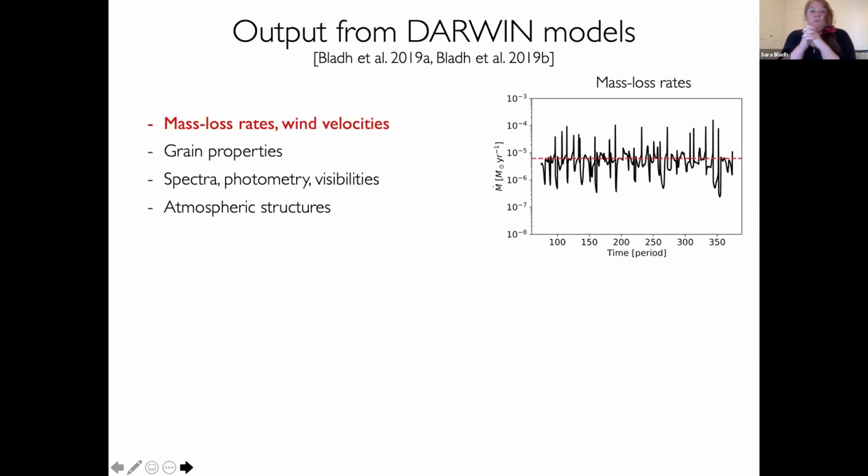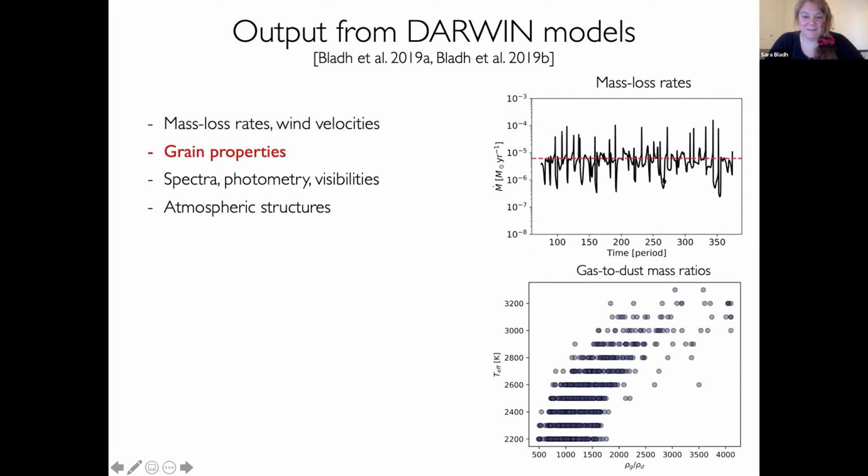Okay, so what do you get out from the Darwin models? Well, observables that can be derived are, of course, wind properties, such as mass loss rate and wind velocity. So this plot here on the right shows the mass loss rate as a function of time. This time is given in periods. So generally, we take the average of this. This is a quite extreme model because the mass loss rate is varying a lot.